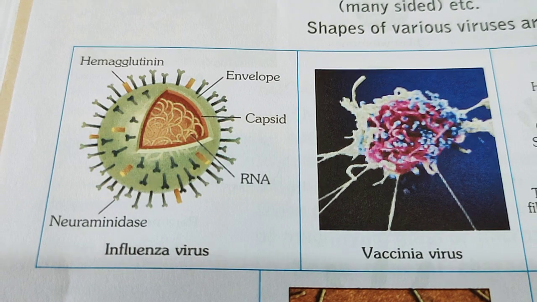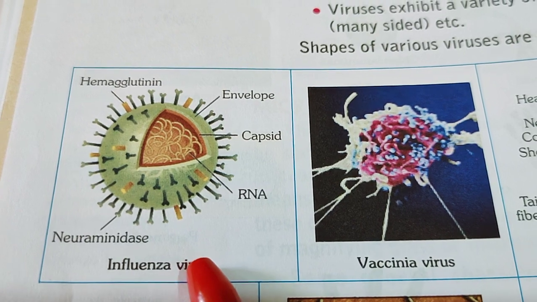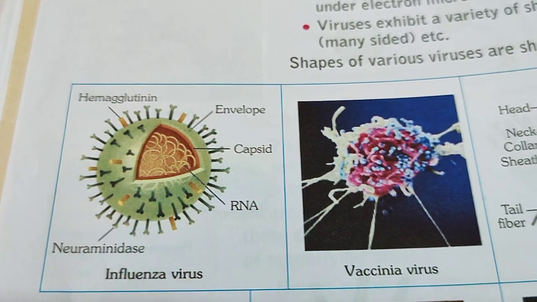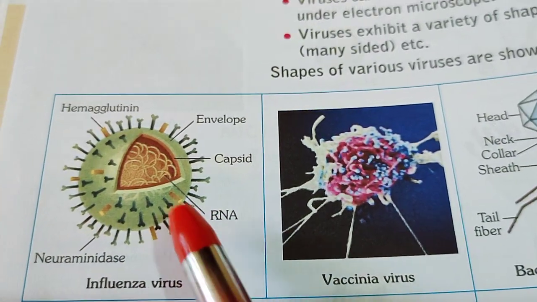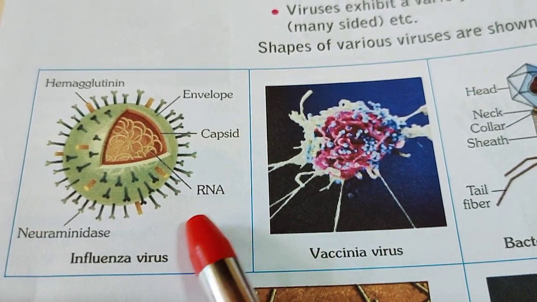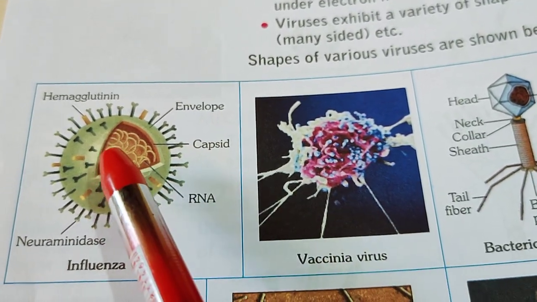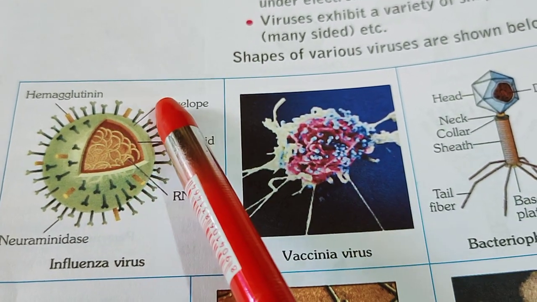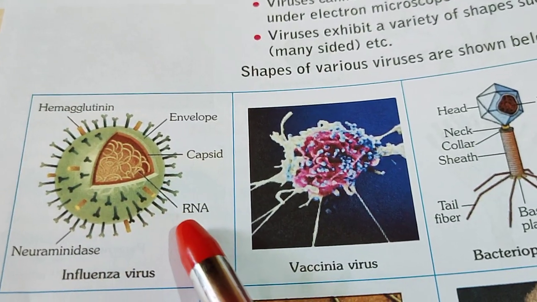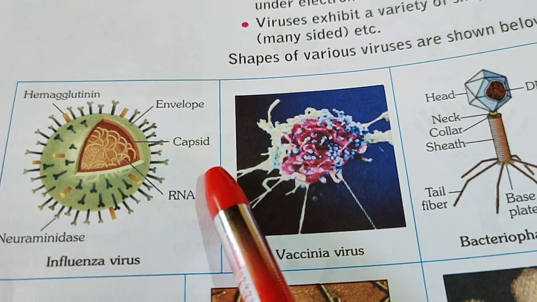Here are some images of viruses. First, influenza virus. Now, RNA is the genetic material in case of influenza virus. This genetic material is the very important part which takes part in infecting and reproducing inside the host, and it remains covered with capsid and envelope. These are the protecting covering of the virus genetic material. That's why it's very difficult to kill them.